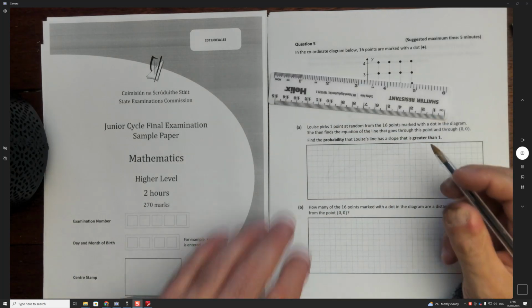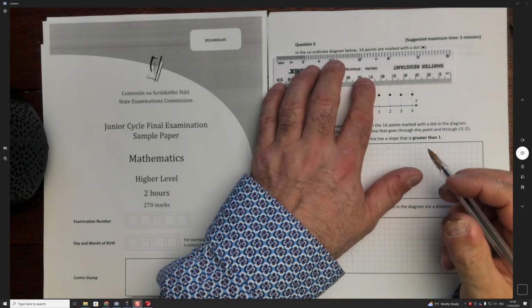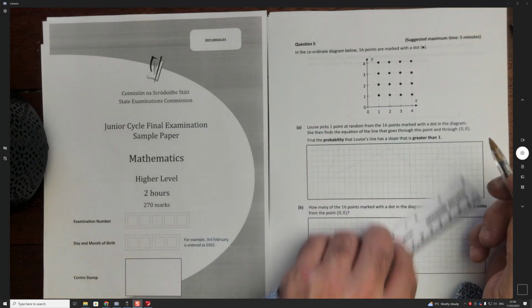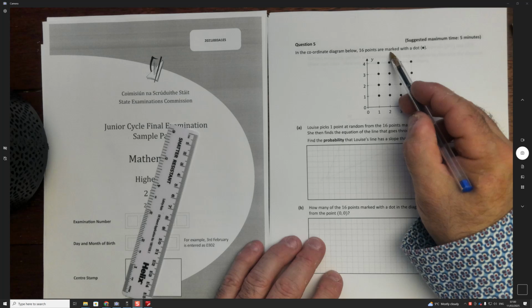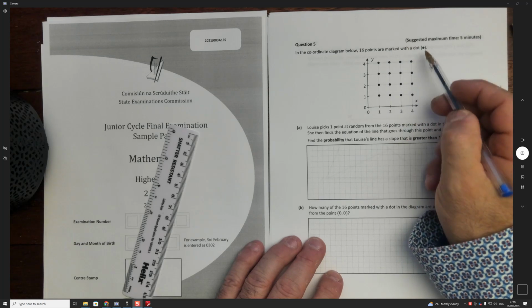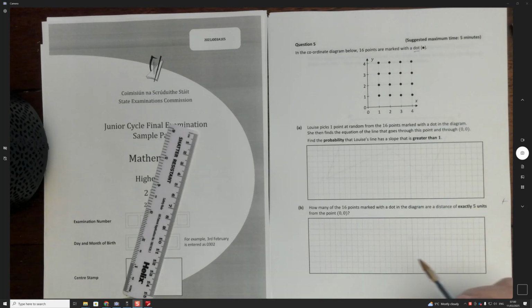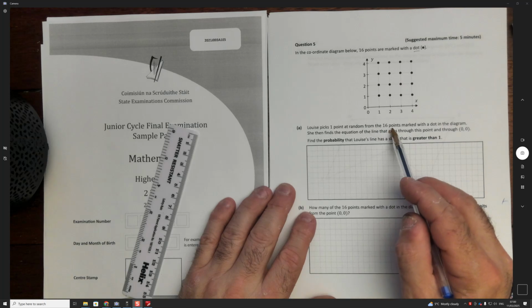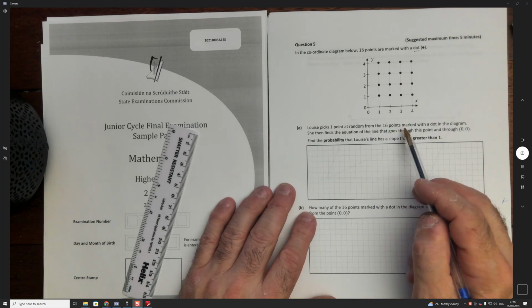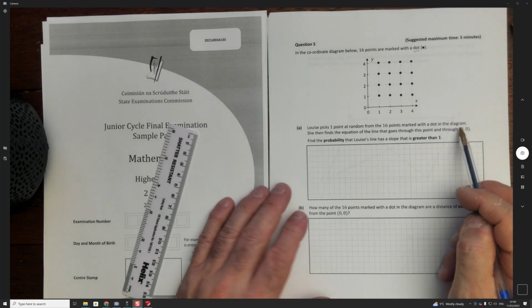In the coordinate diagram below, 16 points are marked with a dot. Excellent language. Yes, they are. That's what you do, you mark points with dots. I like that word. Louise picks 1 point at random from the 16 points marked with a dot in the diagram.